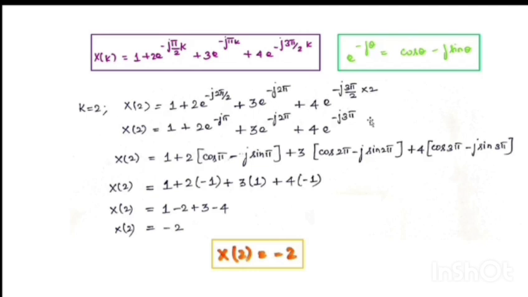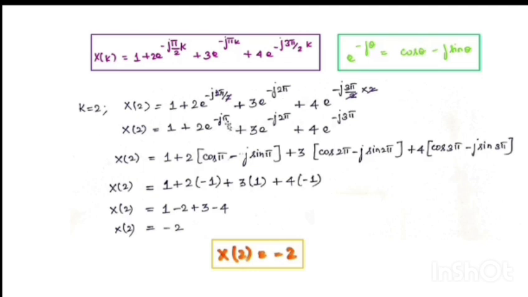Now I am going to simplify this equation in order to make it easier. Here this 2 and this 2 will get cancelled and this 2 and this 2 will get cancelled and I'll end up like this: 1 plus 2 e power minus j pi plus 3 e power minus j 2 pi plus 4 e power minus j 3 pi. Now I am going to apply this trigonometric identity.